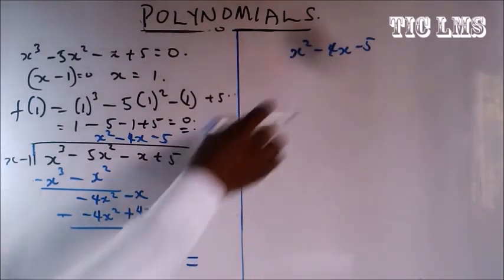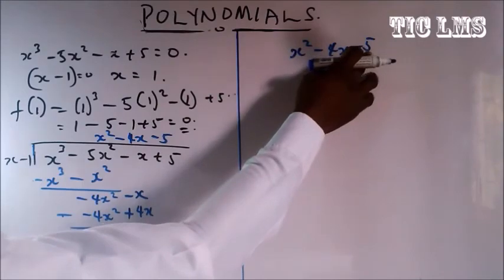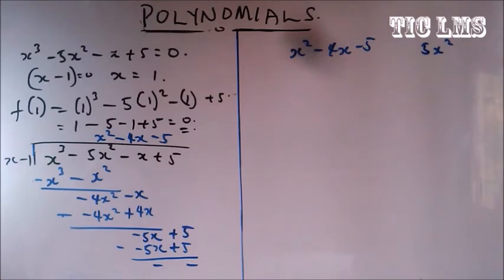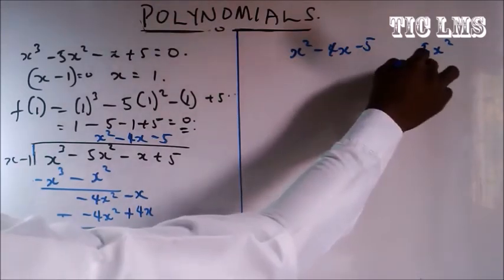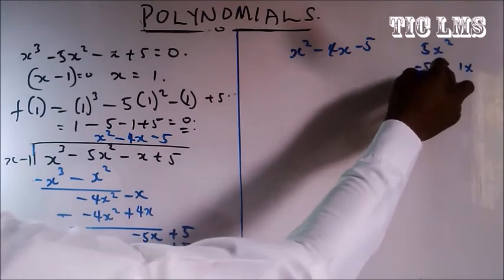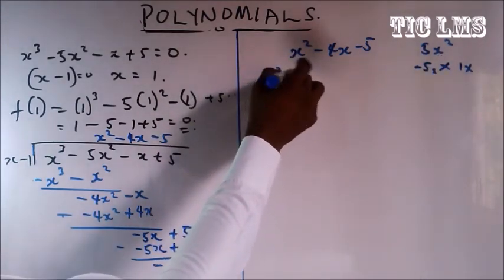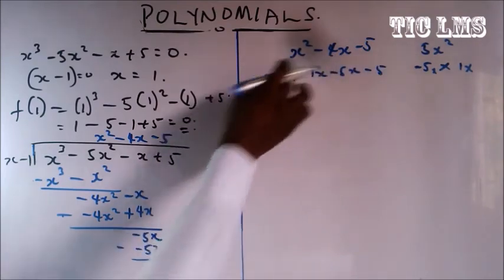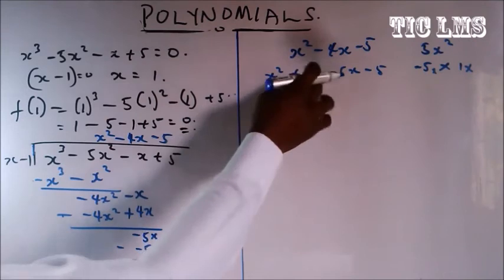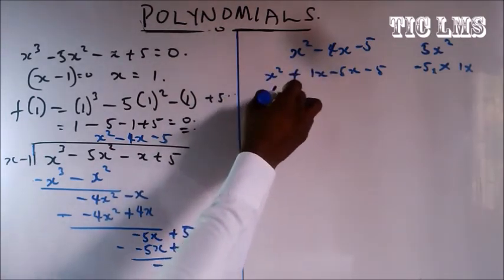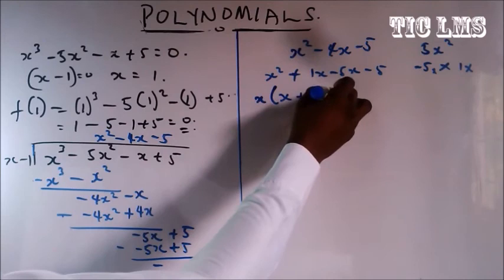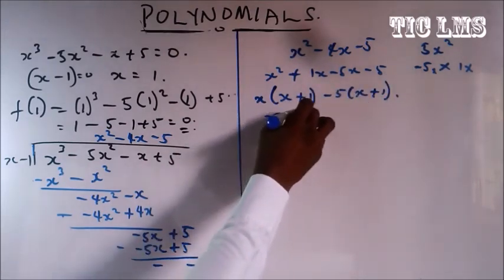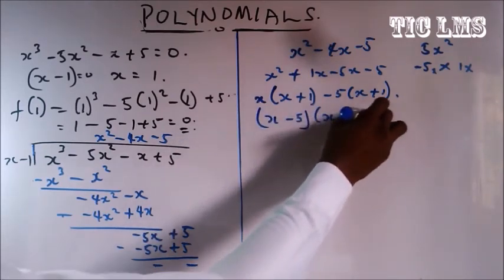Now next is that we will factorize this equation. We multiply 1 by minus 5, we have minus 5x squared. And so we look for the factors. The factors we'll be using here are minus 5 and 1. So we have x squared plus 1x minus 5x minus 5. Next is that we would factorize this. What do we have common here? So we have x into bracket x plus 1 minus 5 into bracket x plus 1. So x minus 5 and x plus 1 equal to 0.